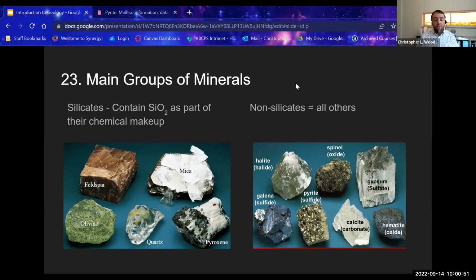The silicates is by far the largest group. Again, quartz and those silicates are the most common minerals on the surface of the earth.